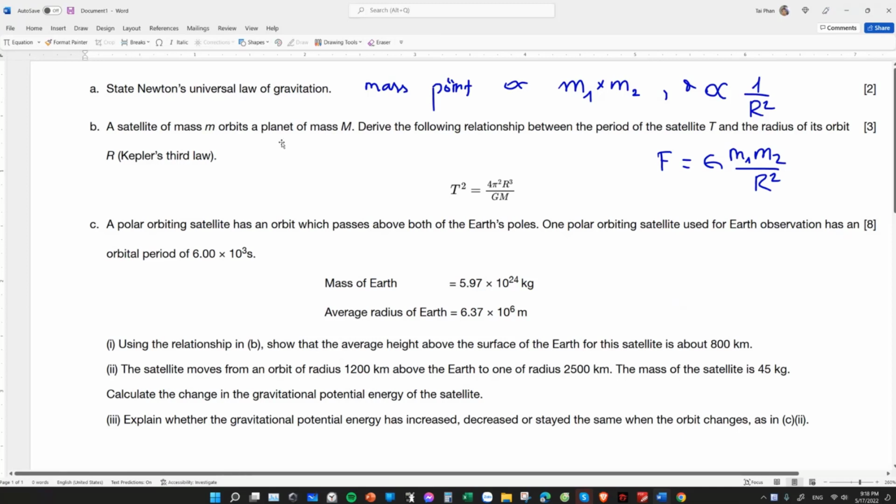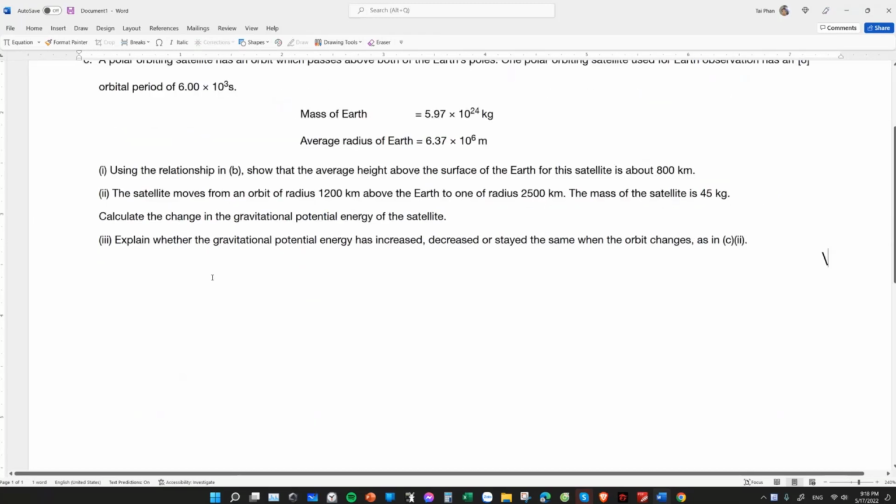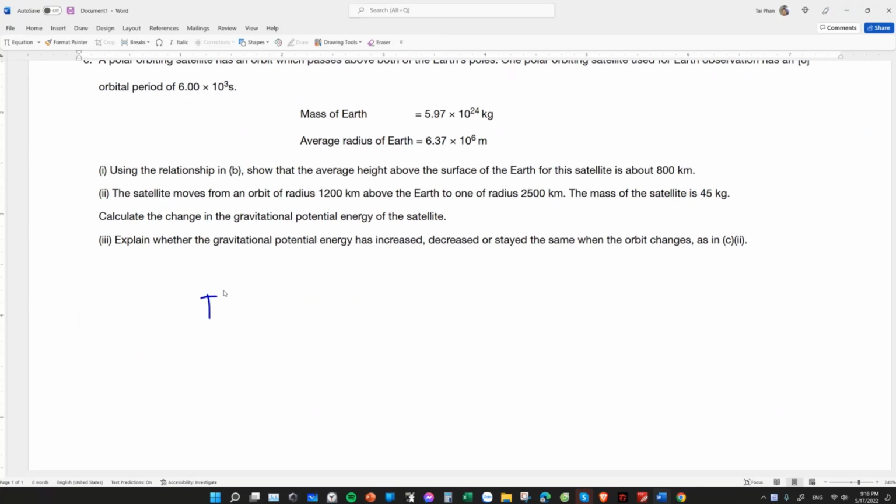A satellite of mass m orbits a planet of mass big M. Derive the following relationship between the period of the satellite and the radius of its orbit. We need to find the equation for the period, so we need to think about how to find the period. Period is distance divided by speed, okay? And the distance for one orbit is 2 pi times the radius of a circle, divided by the speed that it's orbiting around the planet.